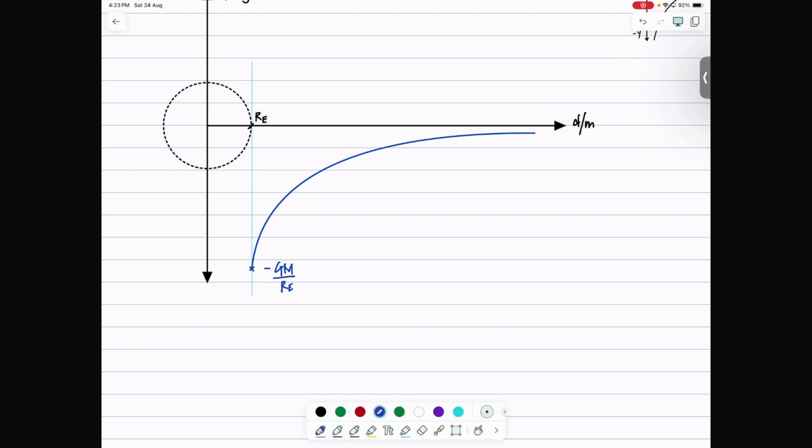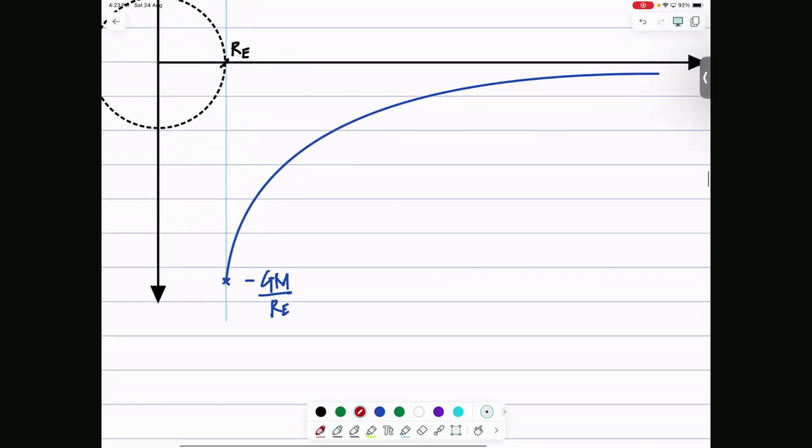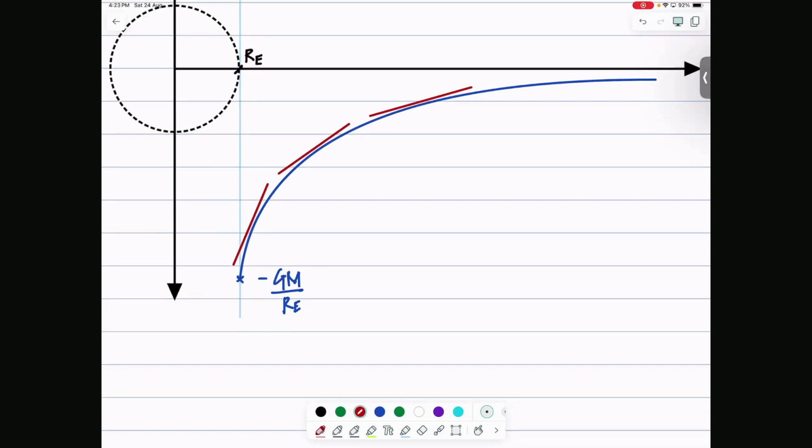So the thing that you should be careful about is the gradient of the graph. Is the gradient of this graph positive or negative? Positive. Okay, it is positive. Now, this gradient will provide us with gravitational field strength. How? Look at this. What's gravitational field strength? G is the negative gradient of a potential versus distance graph.